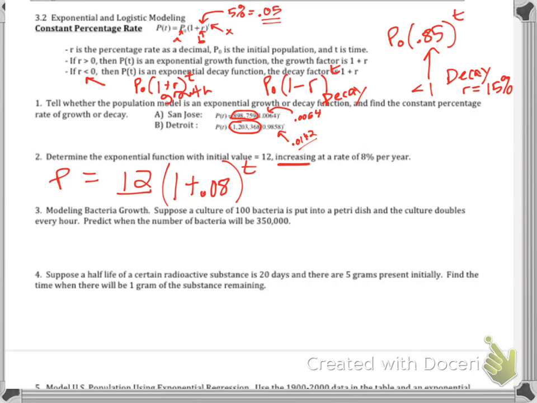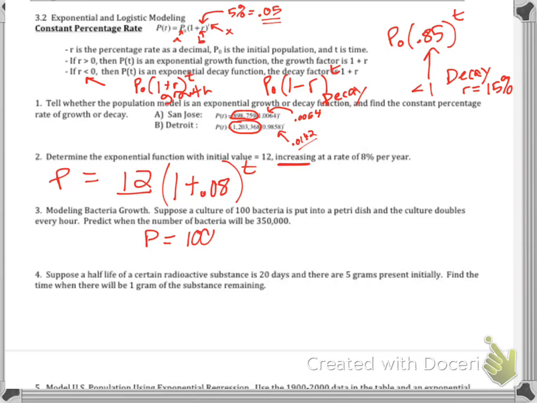But this increasing function, there it is, increasing at 8%, initial value of 12, perfect setup. So let's talk about mold, bacteria, things that, of course, come up when you're in a hospital stay. But you're at an initial value of 100 bacteria, so you put 100 bacteria in a petri dish, and then it doubles every hour. So when it tells you every hour, that's establishing what the unit of time t is going to be. So t is going to be in hours, and it says it doubles.